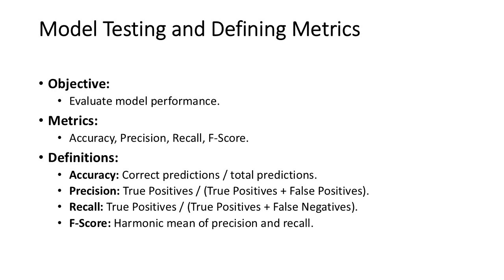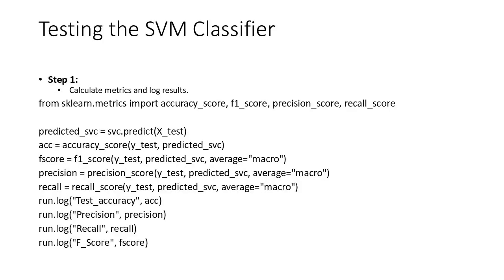Testing the SVM classifier, you have to write the code. In this code, you are using the metrics from the sklearn package. You are importing the metrics such as accuracy score, F1 score, precision score, recall score, because these are all functions in the sklearn package. So when you want to use these functions to calculate, you have to import them.